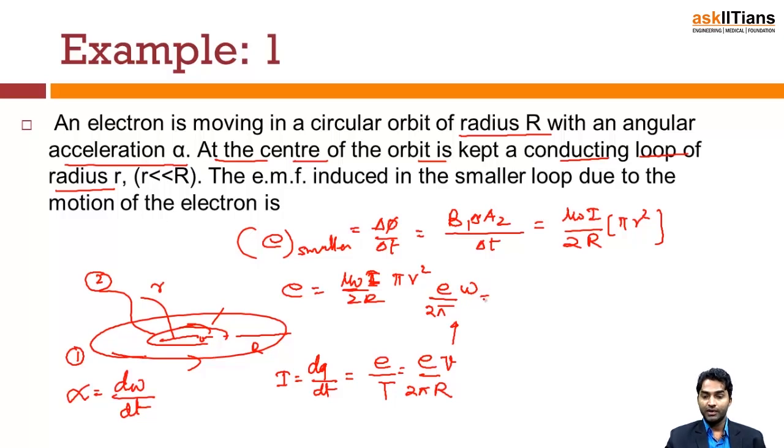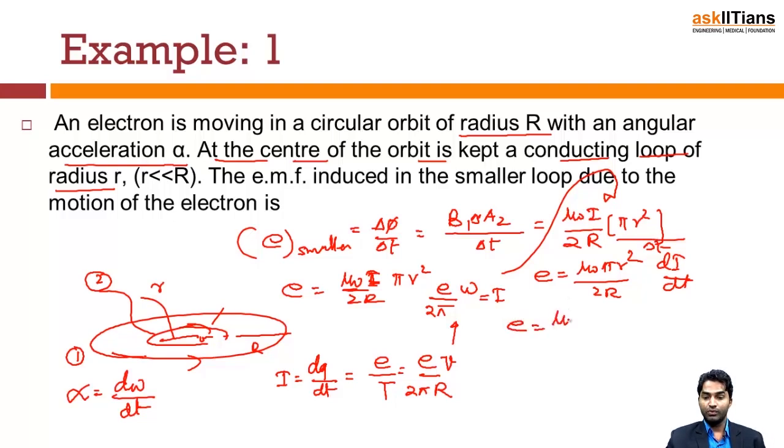So when we put this value of current in the main equation, we get EMF equal to mu naught into pi r square upon 2r into dI by dt, because we couldn't conclude the value of delta t, but we want to find out for a small instant change. So we put I equal to E into V, with V equal to r omega. We can also say that r in E r omega by 2 pi r would cancel out, so that is E omega by 2 pi.